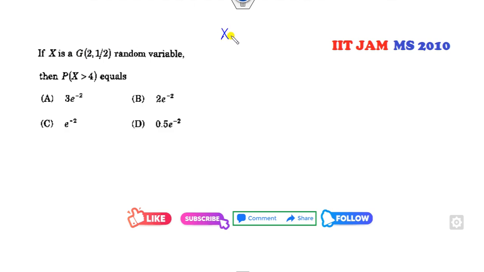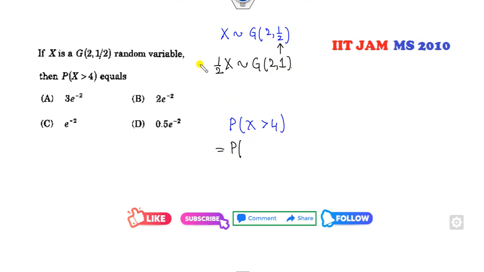Again you can see X follows my gamma distribution of 2 comma half, and your target is to find X greater than 4. Try to make this a 1. So I can say half of X will follow the gamma distribution of 2 comma 1. Fine. Now I can make them half. So I call this Y. So Y is greater than 2.